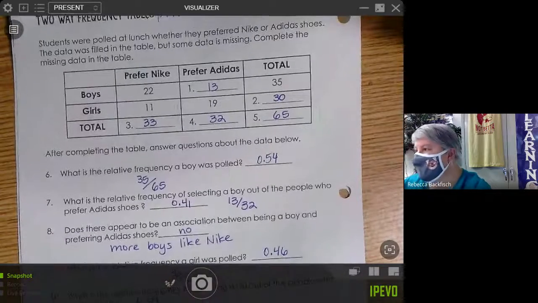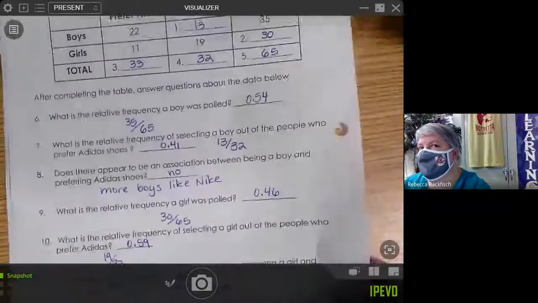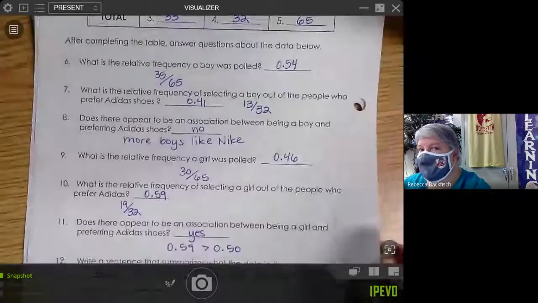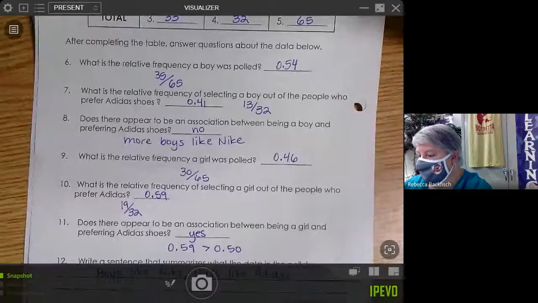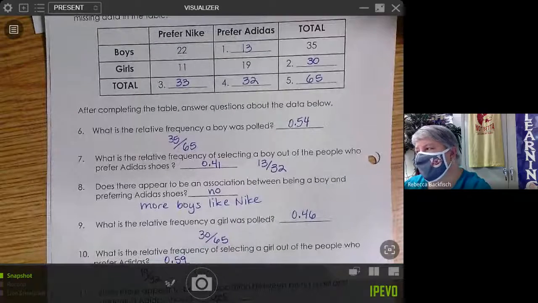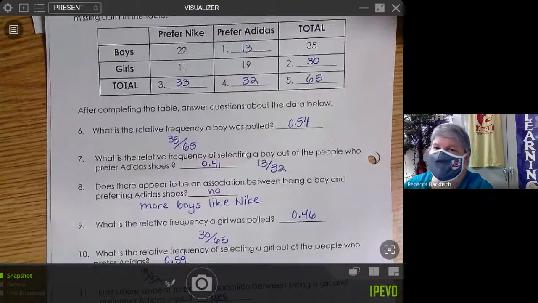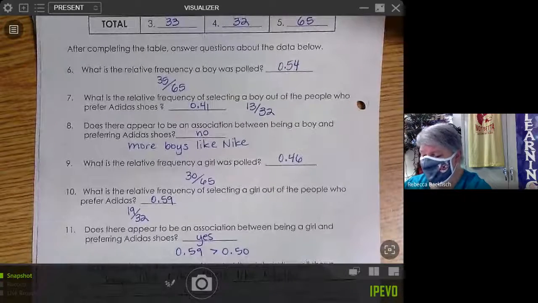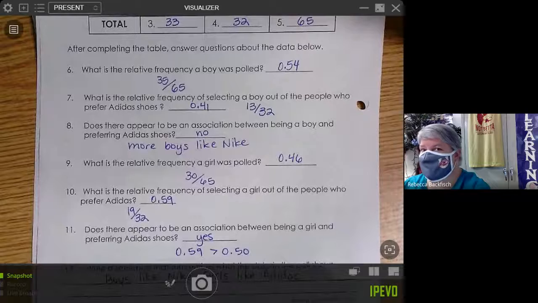This little poll of 65 people would not be something that Adidas would want to hinge a whole ad campaign on and reach out to more boys, because obviously boys don't like them. 65 people is not a lot. So the conclusions we're drawing here are very loose conclusions. We cannot really say, oh yeah, this is definitely true. And that's something you have to be careful about with statistics.